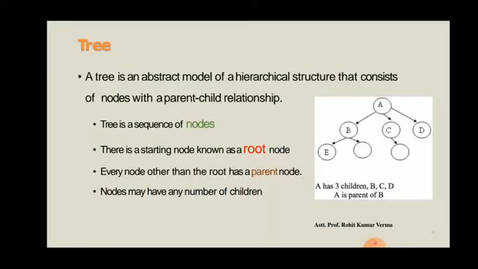Another thing that we have learned, every node other than the root has a parent node. You can see here A is the parent of B, A is the parent of C, and similarly A is the parent of D. Fourth thing that we have learned, a tree is a sequence of nodes. Whatever you are seeing in the form of circles, these all are our nodes, and the arrows that connect nodes are known as edges, or sometimes these are known as connection lines.